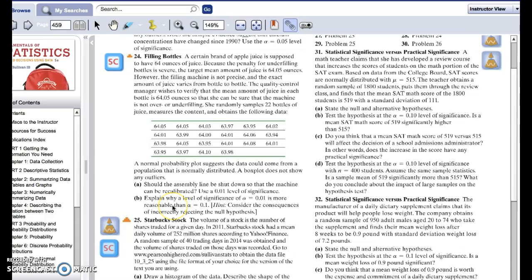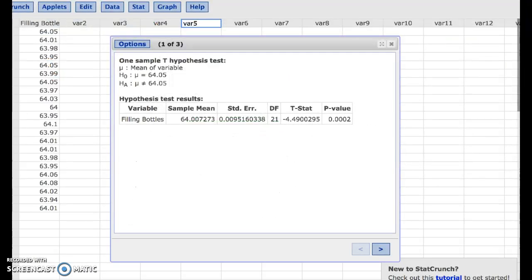Come to part B. Explain why a level of significance of 0.01 is more reasonable than 0.10. Notice they give us a hint. Consider the consequences of incorrectly rejecting the null. Sometimes a hint like that seems kind of wordy and might throw us off a little bit more. So let's wait on that hint and come back to it and think what our conclusions were.